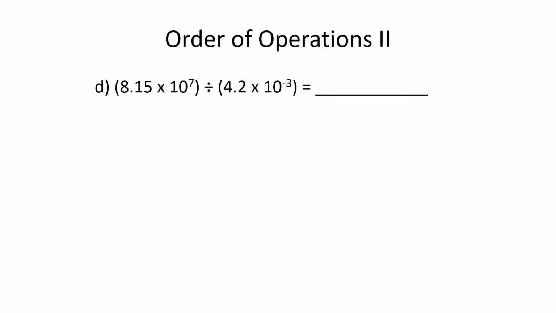Dividing exponents: you subtract them. 7 minus -3. So what's 7 minus -3? 10. 7 minus -3. Punch it in. If you're not sure, punch it in.